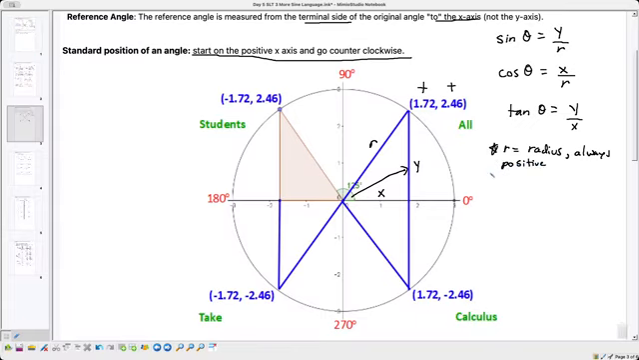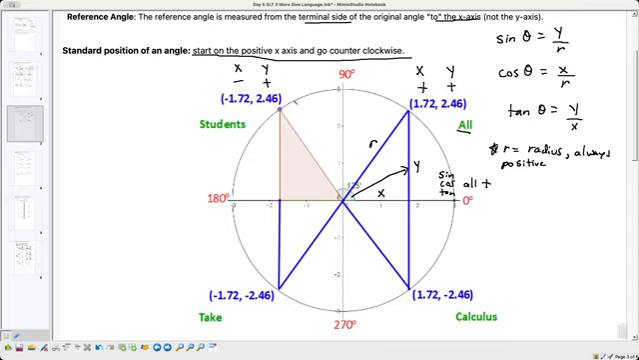So when we are looking to determine whether a value is positive or negative, it is not dependent on the radius. The radius is always a positive number. So I want you to look here in the first quadrant, x is positive and y is positive, and r is always positive. So we say that all values are positive. So that means sine, cosine, and tangent are positive. All have positive values.